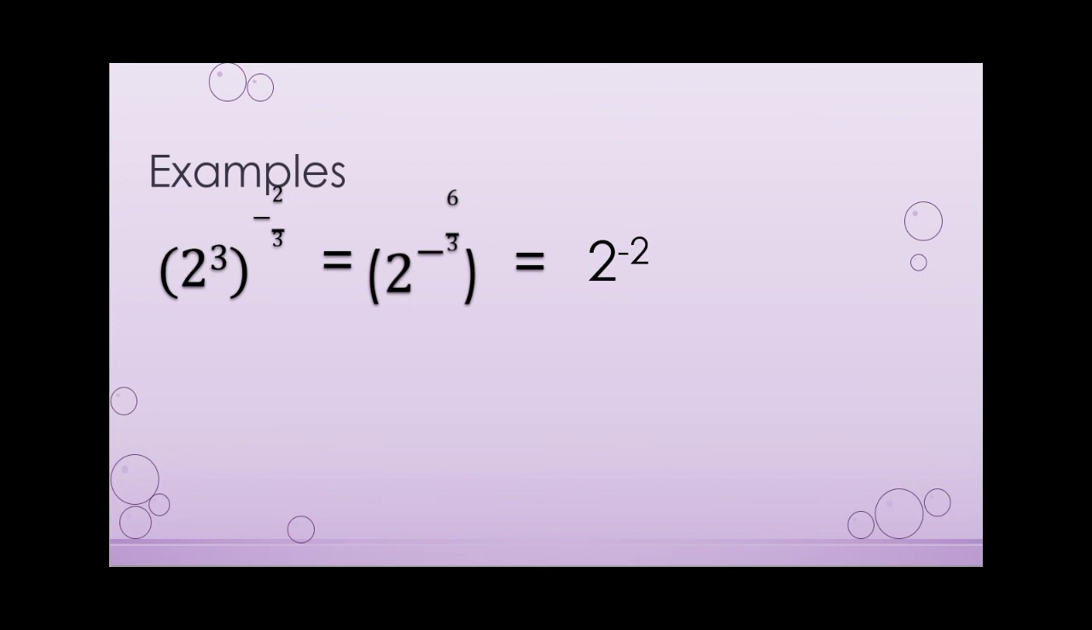Then, let us make the exponent negative 2 positive. We have now 1 over 2 raised to 2. Then, the value of 2 raised to 2 is 4. So, we have now 1 over 4.